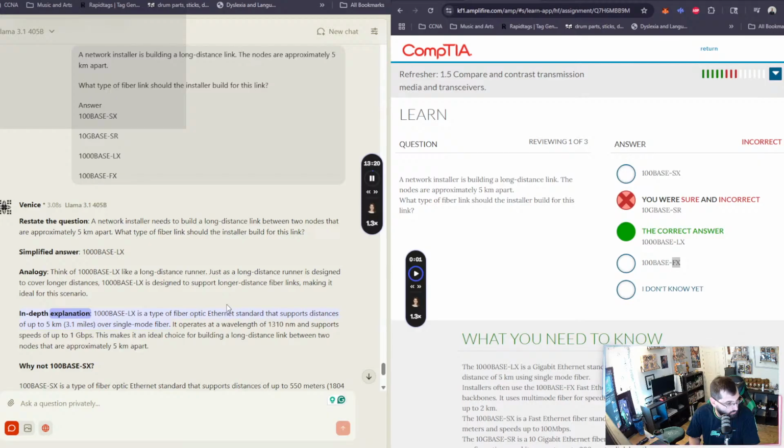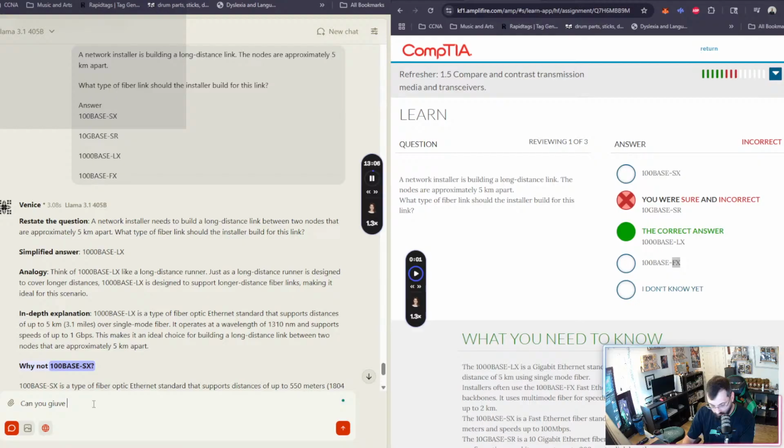In-depth explanation. 1000BASE-LX is a type of fiber optic Ethernet standard that supports distances of up to 5 kilometers, 3.1 miles over single-mode fiber. It operates at a wavelength of 1,310 nanometers and supports speeds of up to 1 gigabit per second. This makes it an ideal choice for building a long-distance link between two nodes that are approximately 5 kilometers apart.